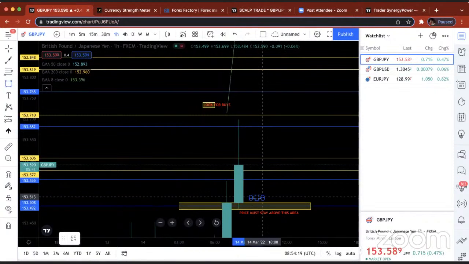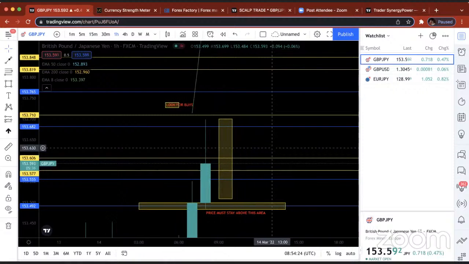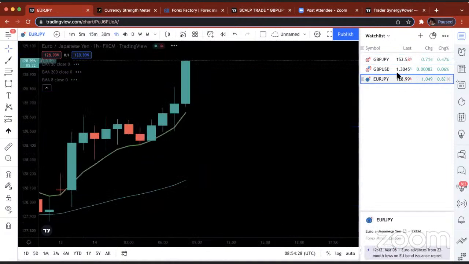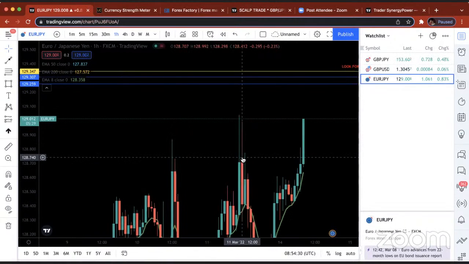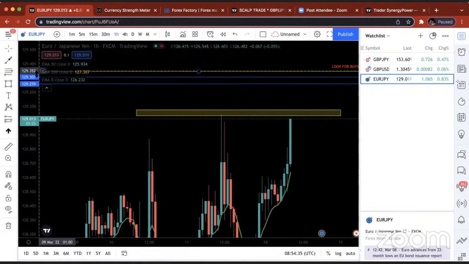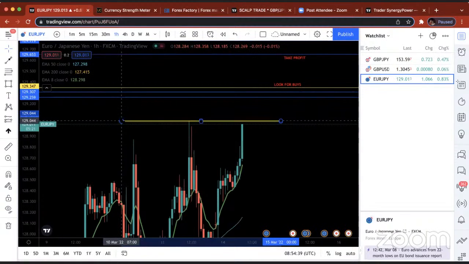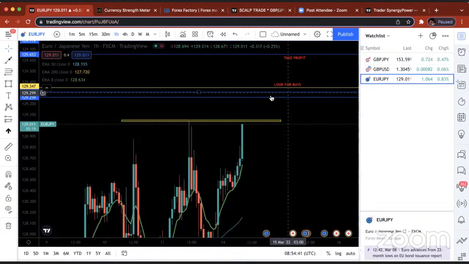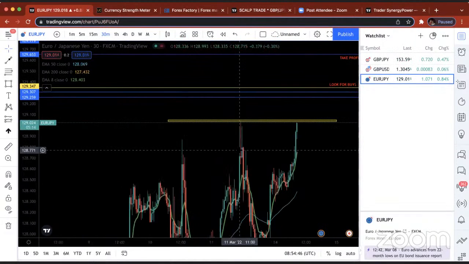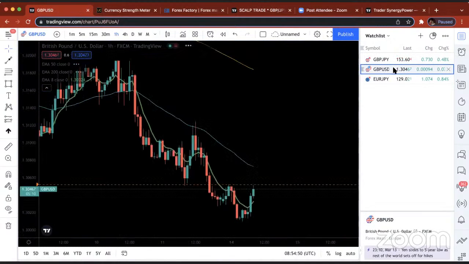We need to see a good push like that. Yeah, Euro's been strong, man. I'll be honest, it's a rejection area right here, so we'll see how it reacts. Is anyone on a Euro JPY trade right now? Euro's the only pair that's really flying.